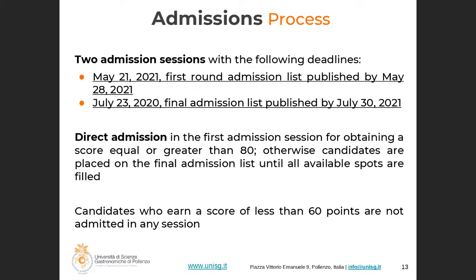There is a difference between the 2 rounds, because people who ask for admission in the first round have the advantage of being automatically admitted in case they obtain a score equal or higher than 80. Otherwise, they will be placed on the final admission list. That is, if you apply during the first round and obtain a score equal or greater than 80, you'll know about your certain admission at the end of May, so in advance with respect to candidates of the second round. In general, in both rounds, candidates with a score lower than 60 points are not admitted at all.